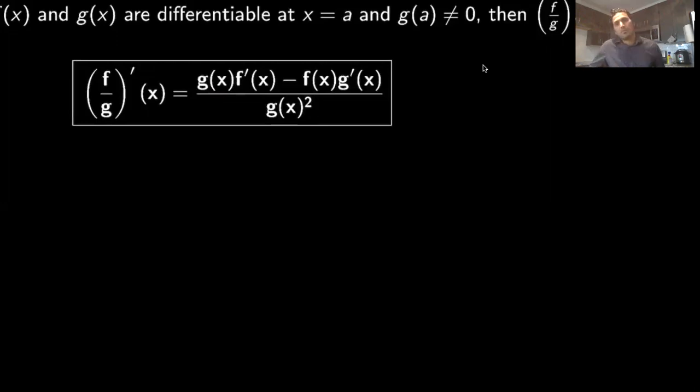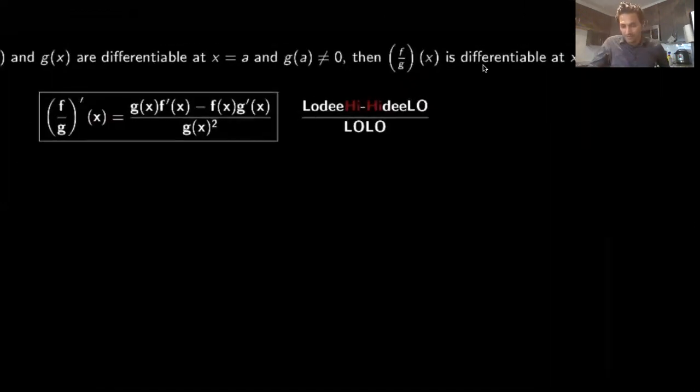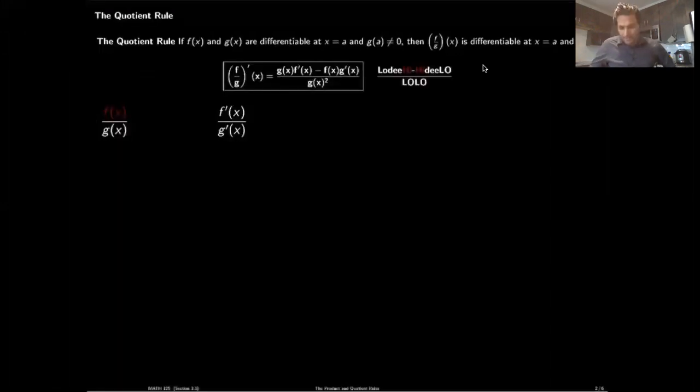This formula may be a little hard to memorize. Maybe this little chant will help you memorize it: low d high. Low means the bottom function, high means the top function. So we read it as low d high minus high d low, divided by low low. Let's translate this chant into the formula.